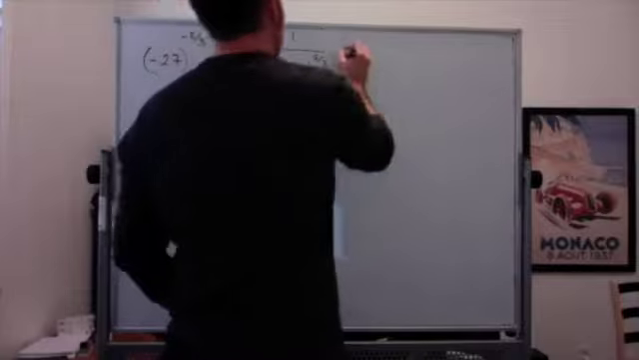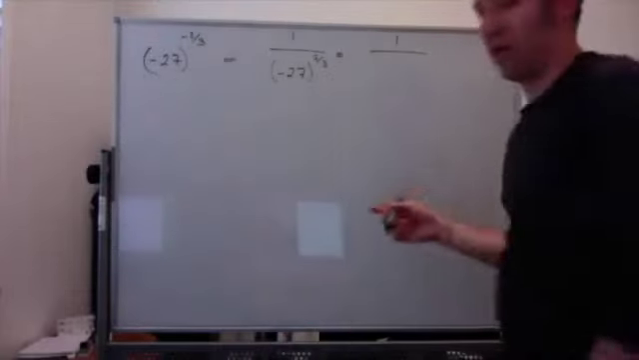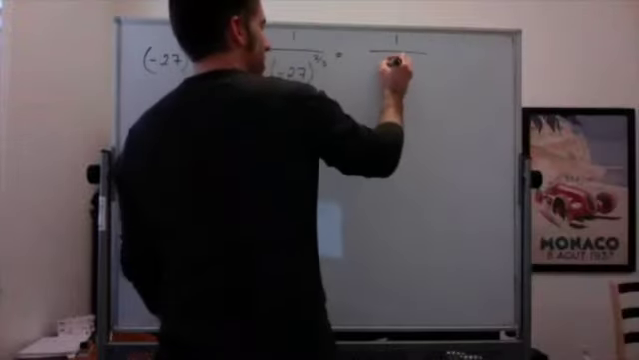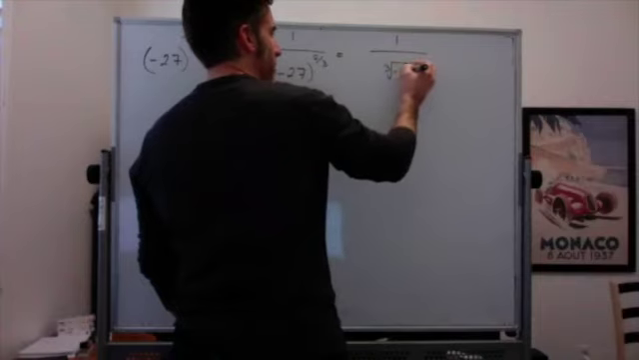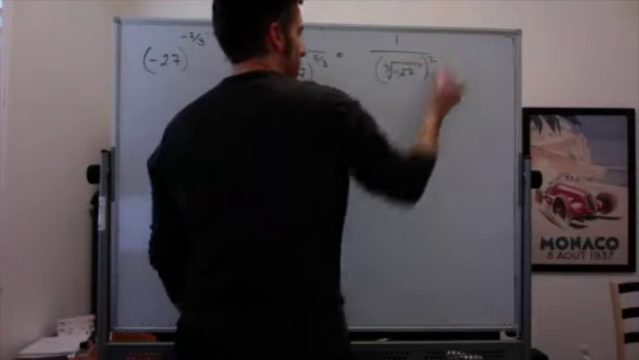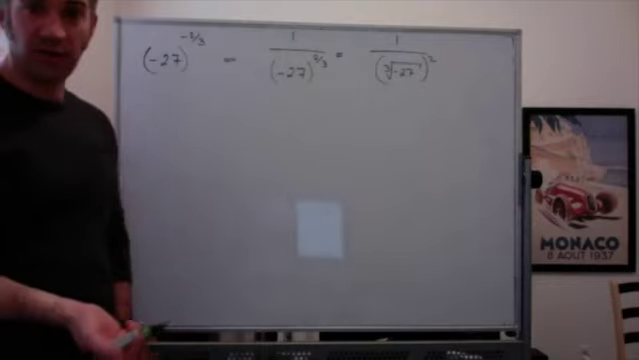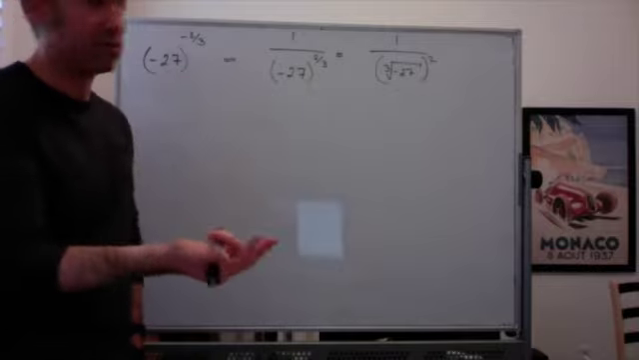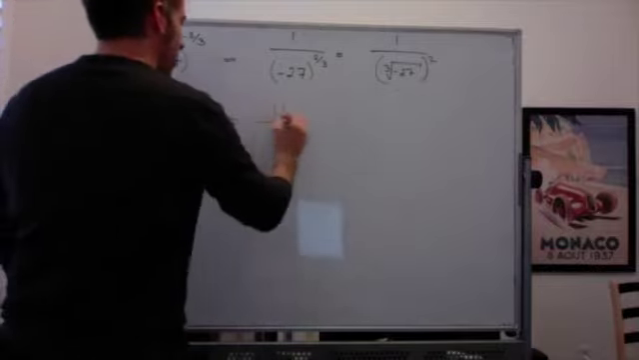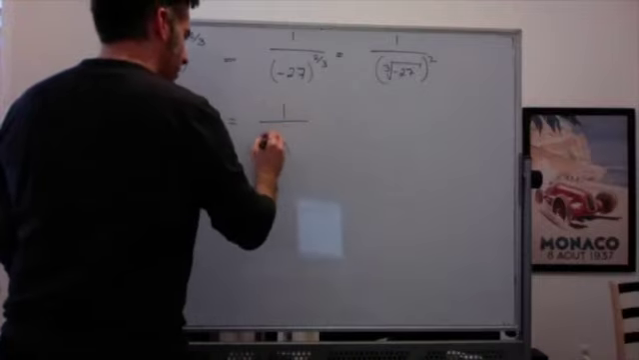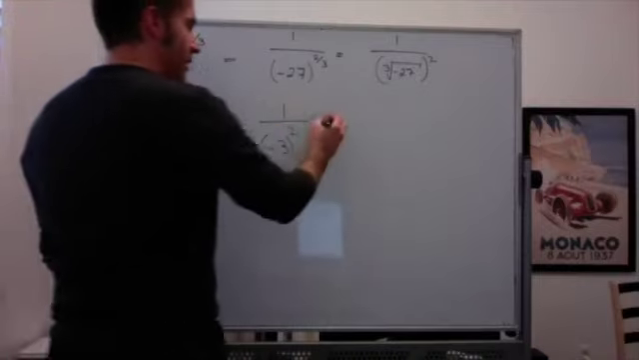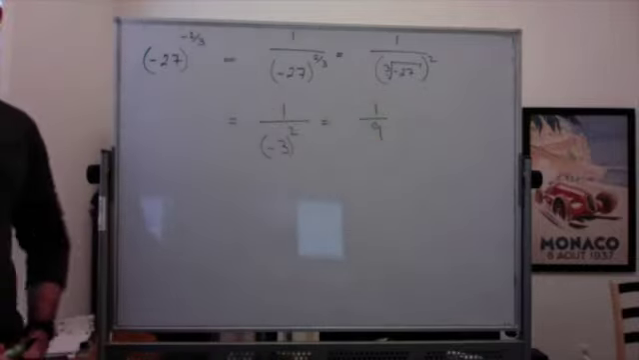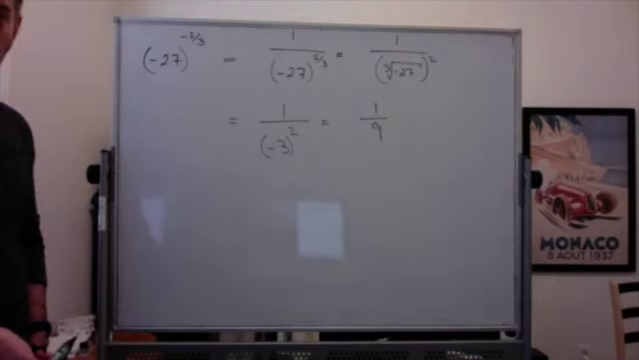And then I'm going to think of this as 1 over, so again, I want to do the root part first and the squaring part after. So I'm going to think of this as the cube root of negative 27, squared. The cube root of negative 27 is negative 3, because negative 3 times negative 3 times negative 3 is negative 27. This is equal to 1 over negative 3 squared. And then that's equal to 1 over positive 9. So negative 27 to the negative 2/3 power is equal to 1/9. Okay.